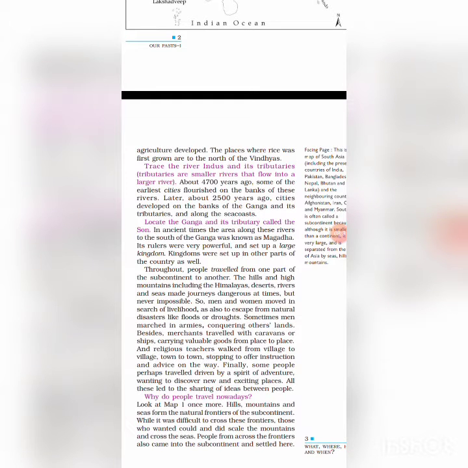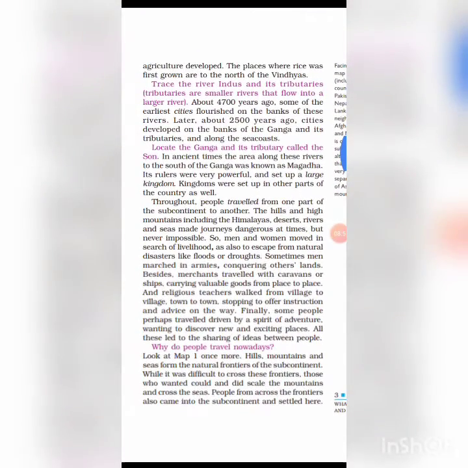Those journeys were very dangerous for them at that time, because many dangerous animals lived there. Men and women moved in search of livelihood, and also to escape natural disasters like flood or drought. Sometimes men marched in armies for conquering other lands. Besides, merchants traveled with ships carrying their valuable goods from village to village, town to town, or country to country.